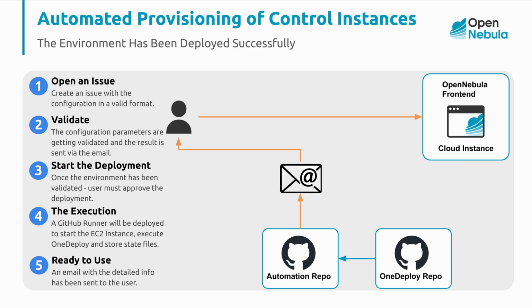Once the front-end node is running, the user is going to receive yet another email that contains IPs, FQDNs, and credentials from the newly booted system. After this, the user can start provisioning clusters using the OpenNebula control plane.